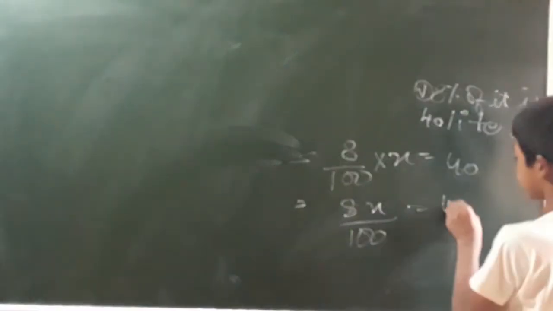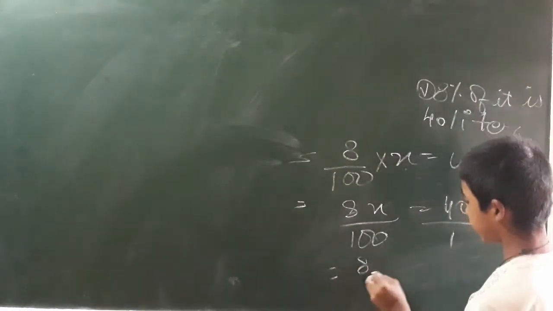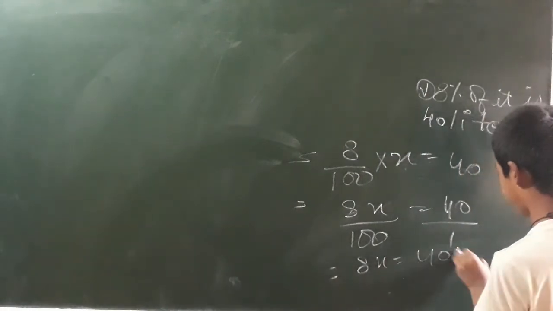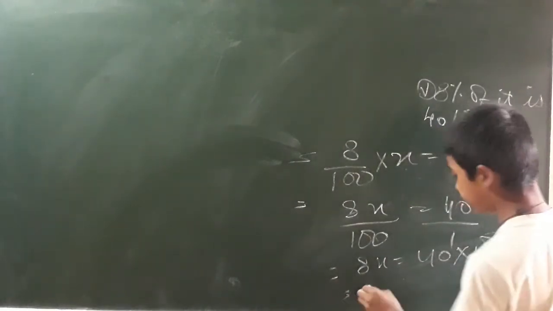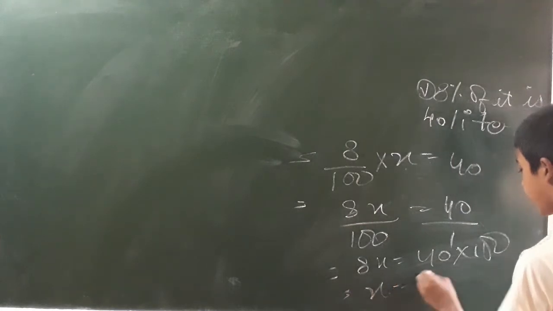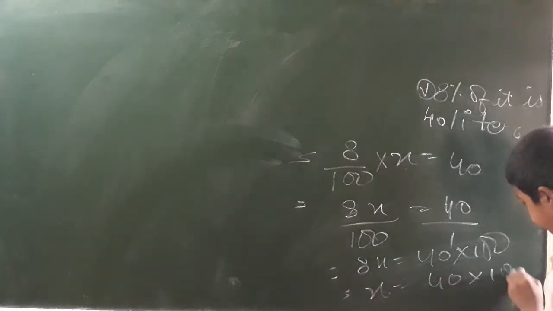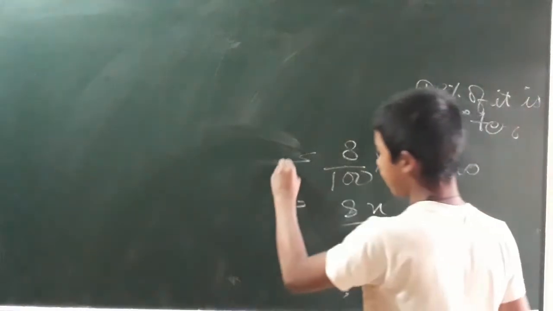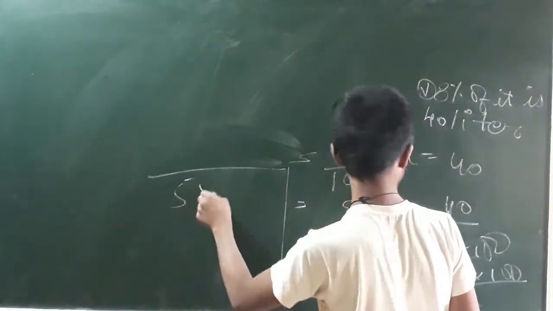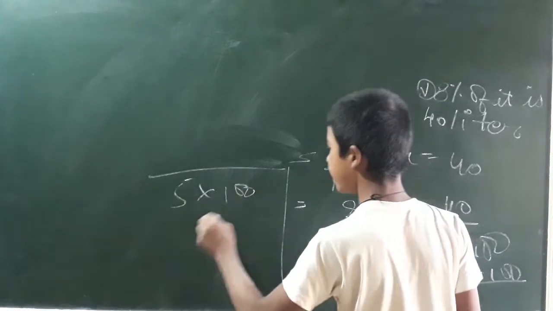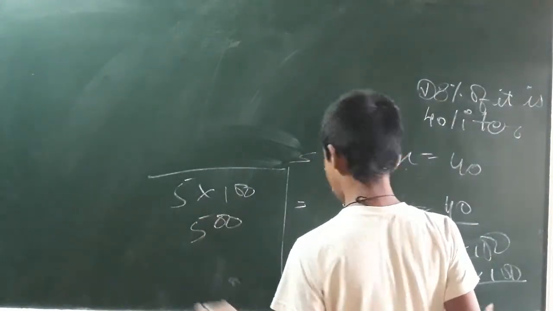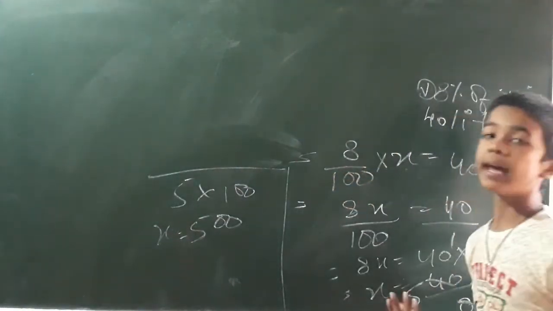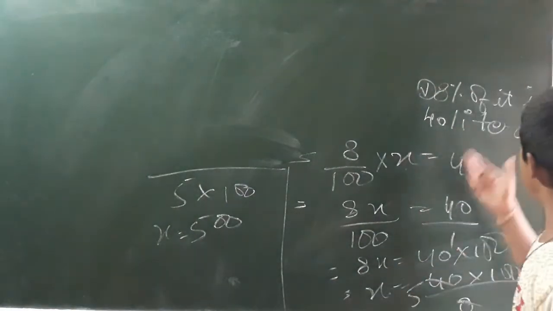This time we will do the cross multiplication method. 8x is equal to 40 multiplied by 100. So x is equal to 40 into 100 upon 8. Now 8 fives are 40, and 5 multiplied by 100 will be 500. So the value of x is 500. Hence the whole quantity will be 500 liters.